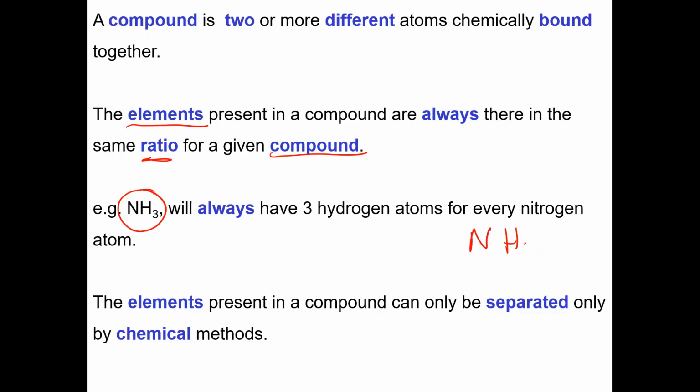Anytime there is more than one of an atom present, we use a subscript number to indicate the number of that atom that is present in that particular compound. It's important to recognize that the elements that are present in a compound can only be separated from one another by chemical methods. That is, we have to break connections between the atoms in order to separate out those different types of atoms.